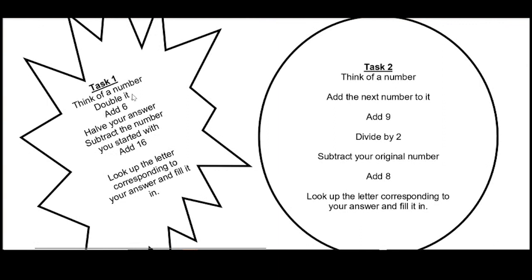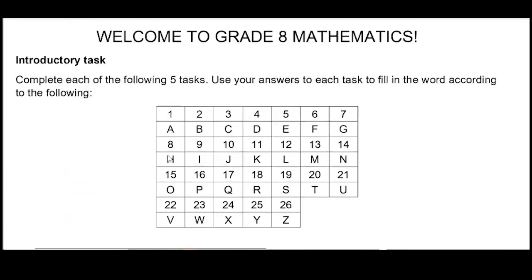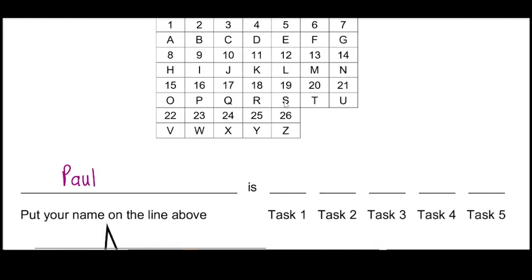So think of a number. I'm going to maybe start with 8, double it, I get to 16. Add 6, I get to 22. Halve it, I get to 11. Subtract the number I started with, right, I get to 3. And add 16, and I get to 19. Right, so 19 is in fact the first one. And if I go look up under 19 is S.